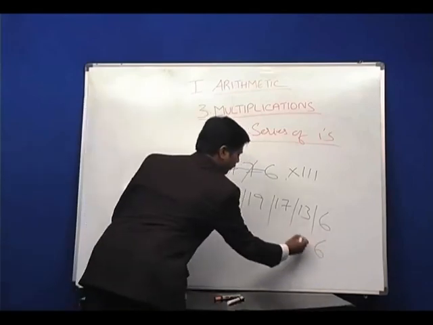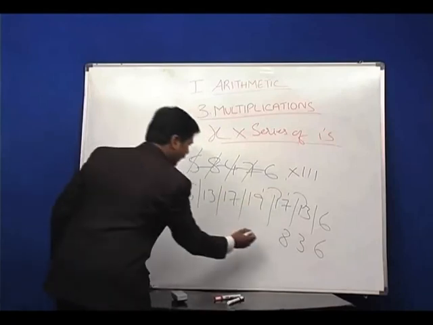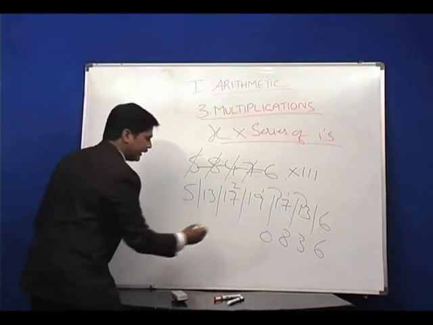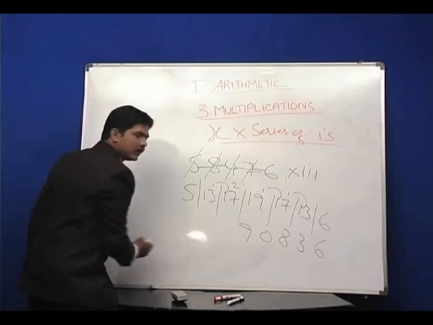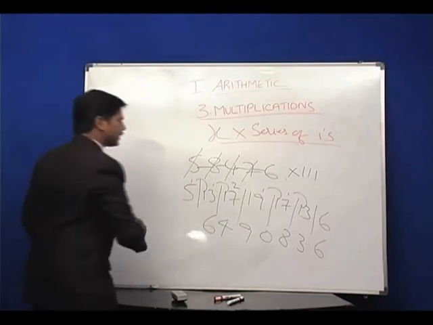Now drop 6, drop 3, carry 1, drop 8, carry 1, 19 plus 1, 20. So drop 0, carry 2, 19, drop 9, carry 1, 13 plus 1 is 14, drop 4 and carry 1, 5 plus 1 is 6, and that's the final answer.